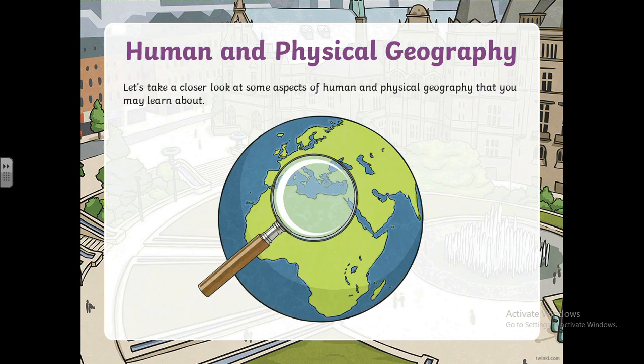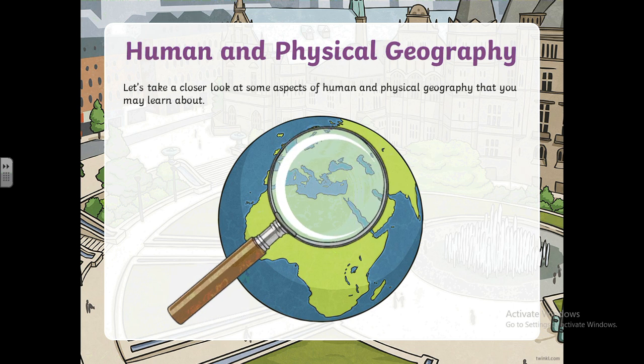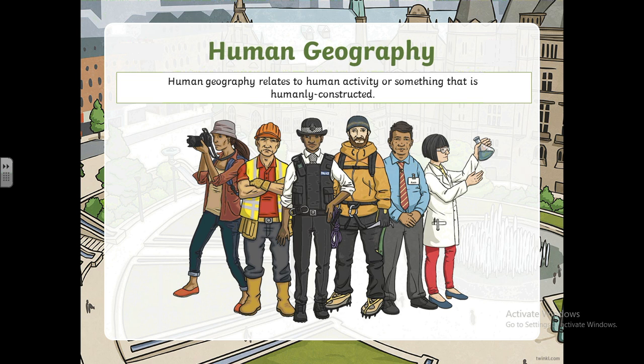Okay, so we're going to look a little bit closer into that, and hopefully that will become a little bit clearer. So some aspects of human and physical geography you may learn about. You may learn about human geography. This relates to human activity or something that is humanly constructed. So you can see all these different people here in all different professions. So we've got a photographer, a builder, a police officer, a mountaineer, an explorer. Oh, I don't know what this guy could be here. Looks like he's working in a very important job though. And we've got a scientist. So all of these people here is all human geography.